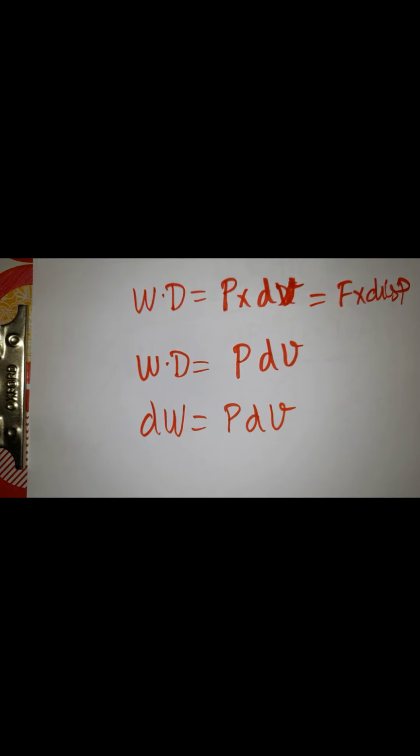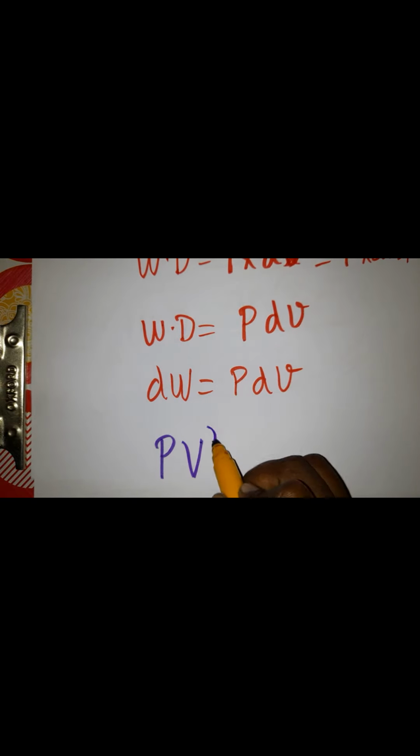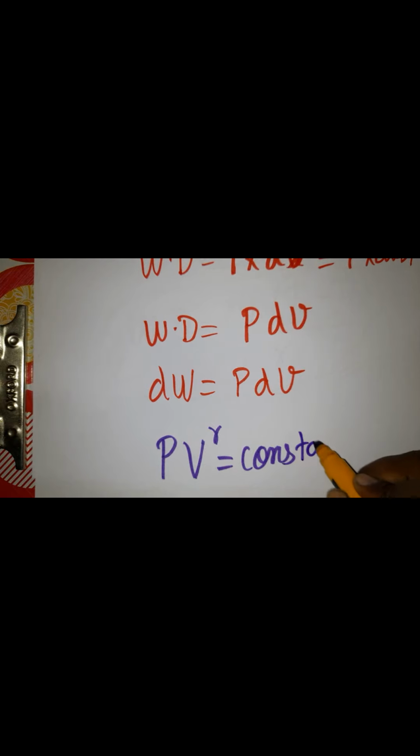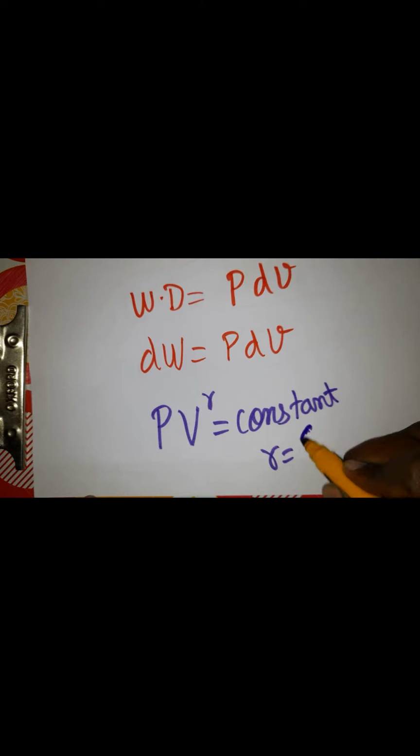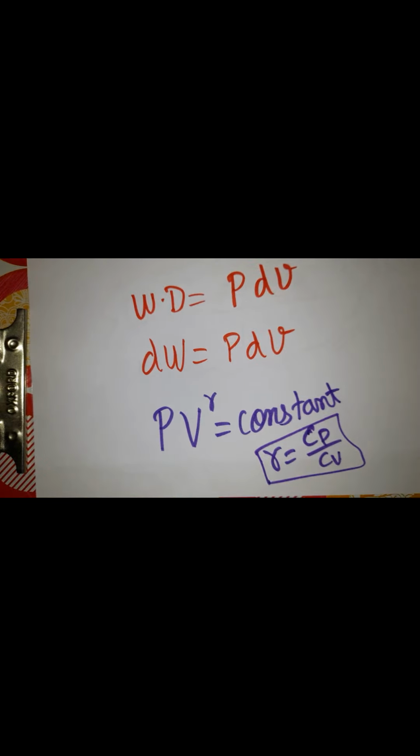I know the Laplace formula: PV^gamma is equal to constant. Here gamma is called the ratio of specific heat capacities, gamma is equal to Cp by Cv. This I will cover in another video. What is Cp by Cv? Okay, the next one.